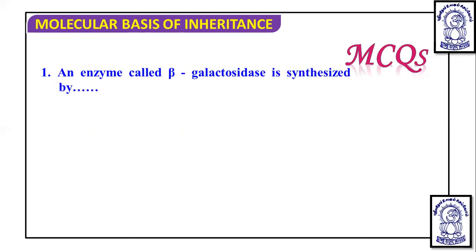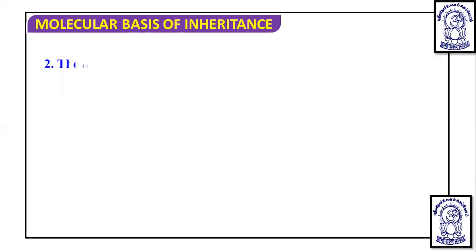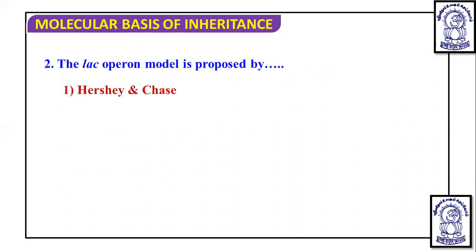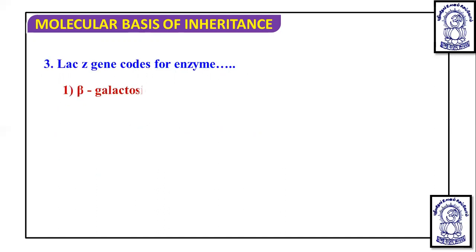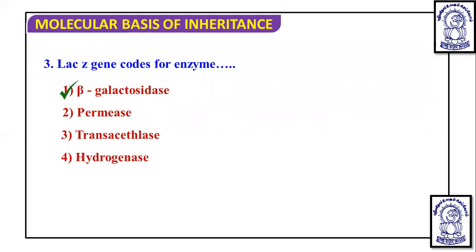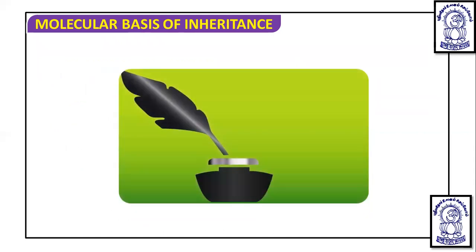Let's discuss some of the MCQs. An enzyme called beta galactosidase is synthesized by, obviously, E. coli. The lac operon model is proposed by, obviously we have discussed, Jacob and Monod. Lac Z gene codes for beta galactosidase. Okay, so this is all about the lac operon and regulation of gene expression. Now the trp operon is remaining, that we will discuss in a separate lecture. Okay, thank you.